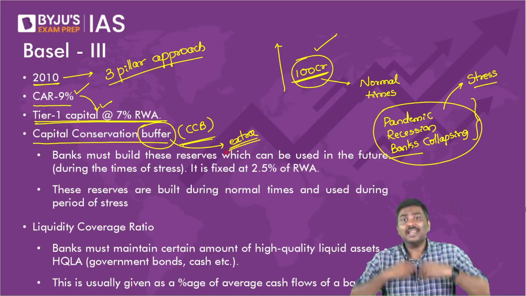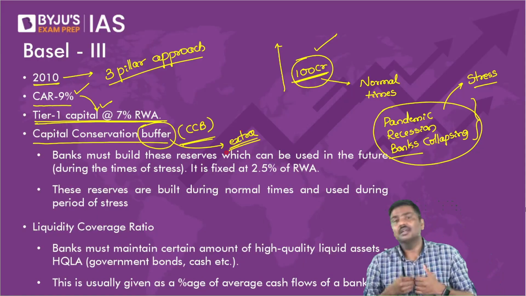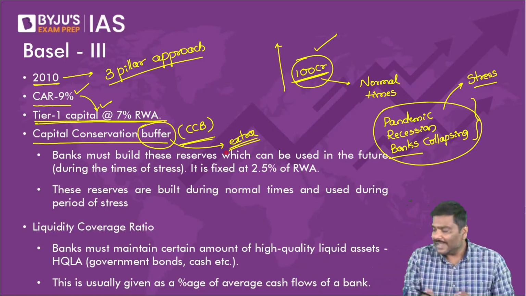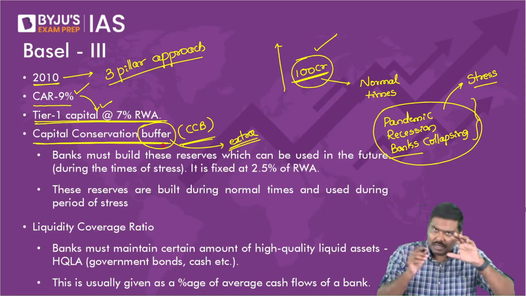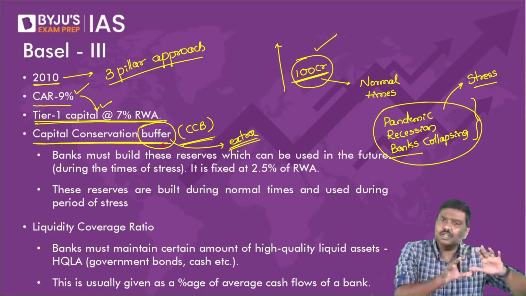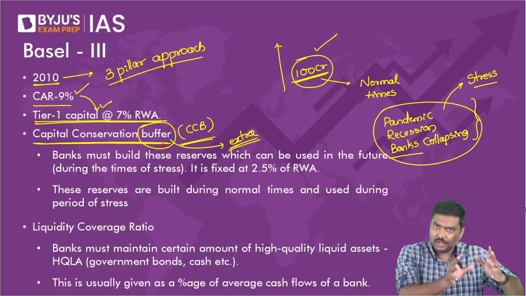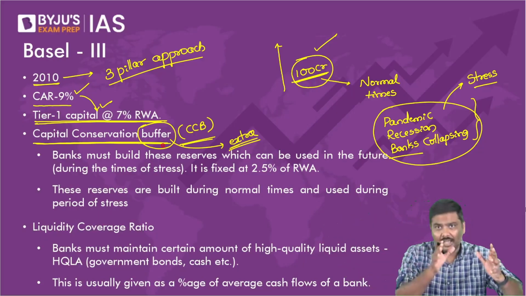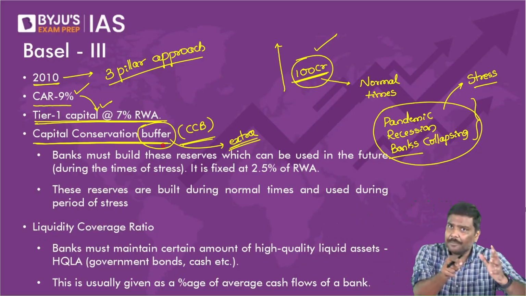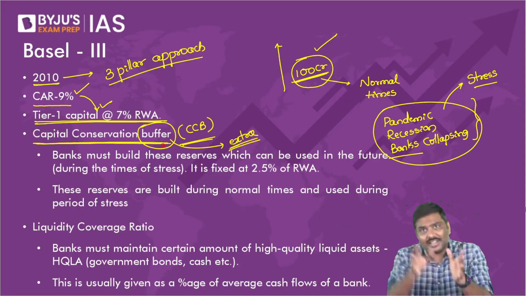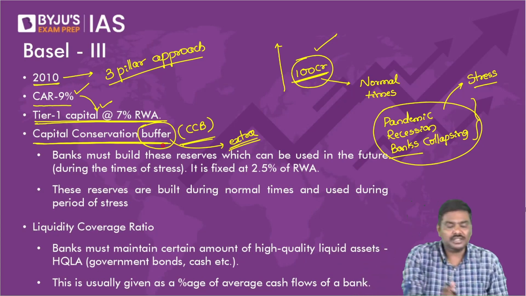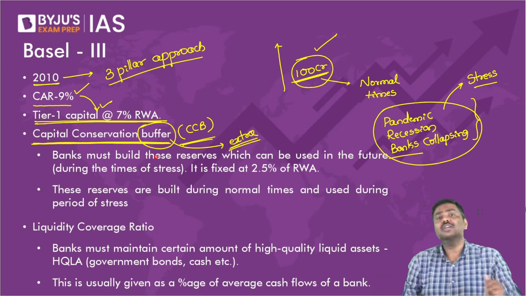Buffer simply means extra, additional. Capital conservation buffer simply means, in addition to whatever capital you're holding to absorb losses during normal times, keep extra capital. Have certain extra capital and call this the capital conservation buffer.